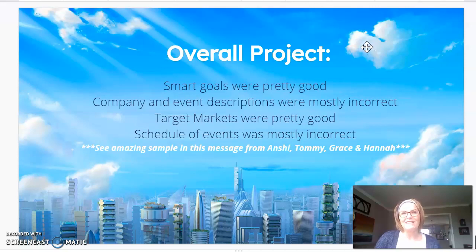So I feel like we're really getting that concept of the target market, which is going to be huge for any kind of marketing and promotion that you're going to do. And then we'll end with an area that could use some improvement. There was a lot of confusion on the schedule of events.